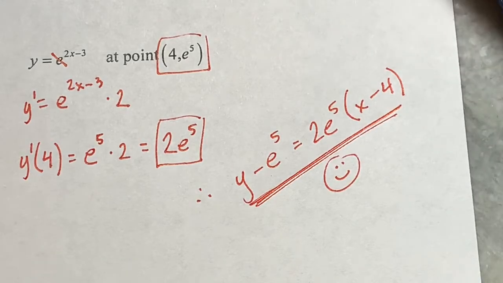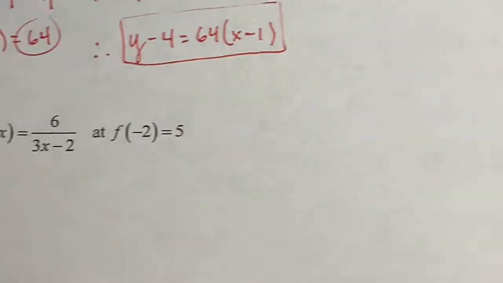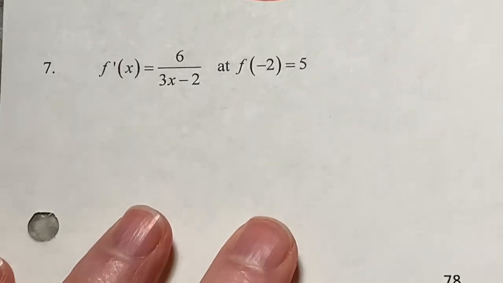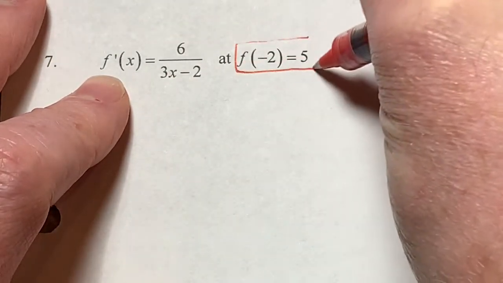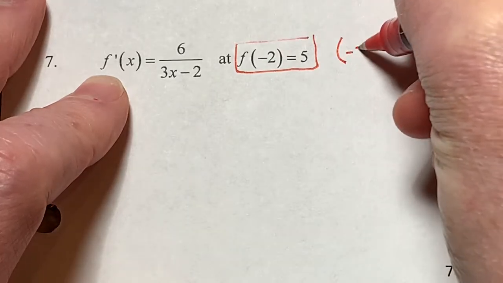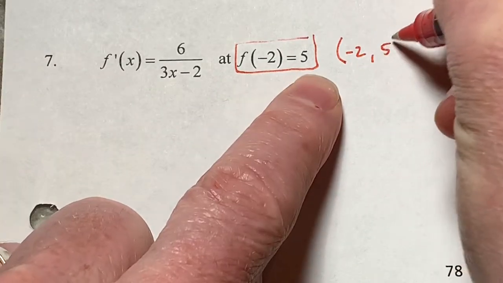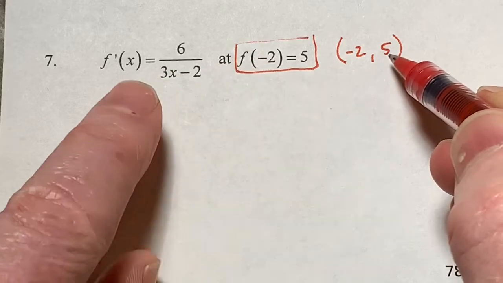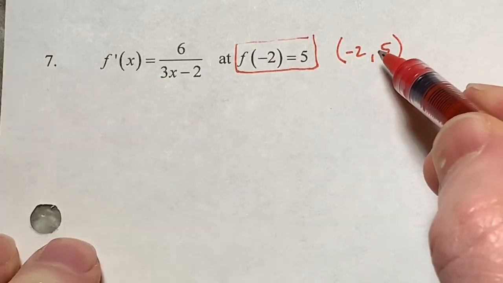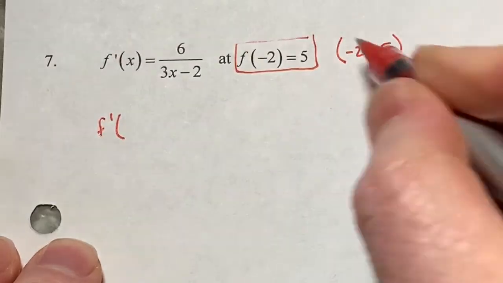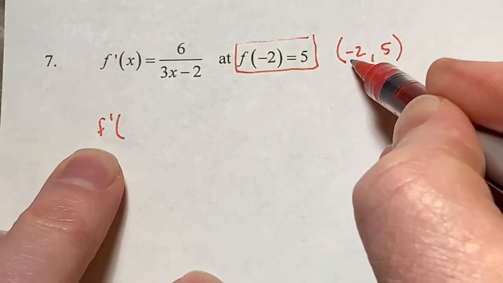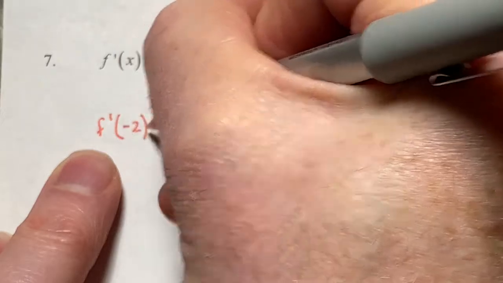All right, and then lastly, we've got number 7. And if you're looking at number 7, again, they gave you the derivative and they gave you the point, right? This means when x is -2, your y value is 5. Well, if I have the point and I have the formula for slope, how do I find the actual slope there? I take the derivative. I've already got the derivative, but I'm going to calculate the derivative at an x value of -2.